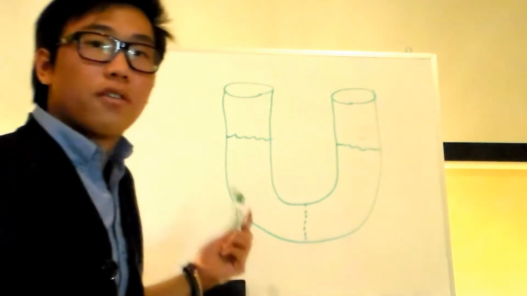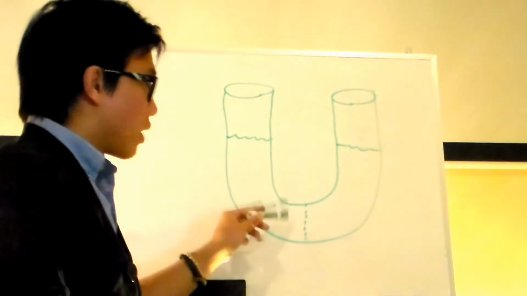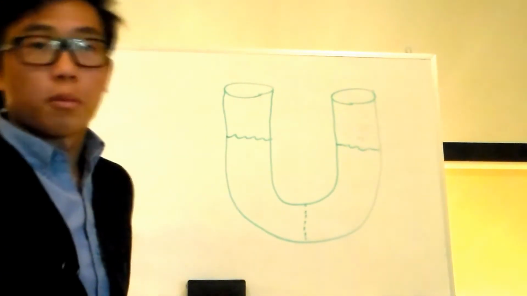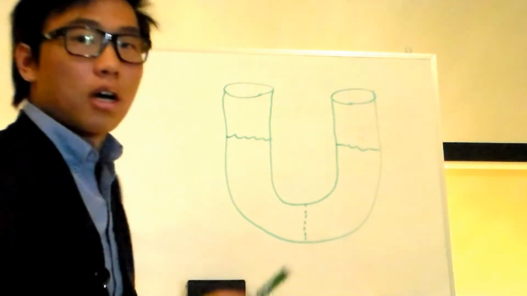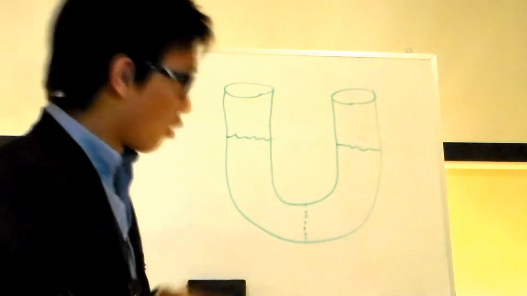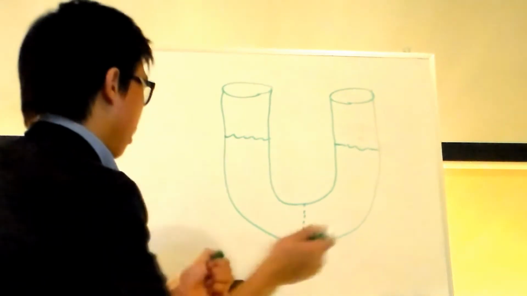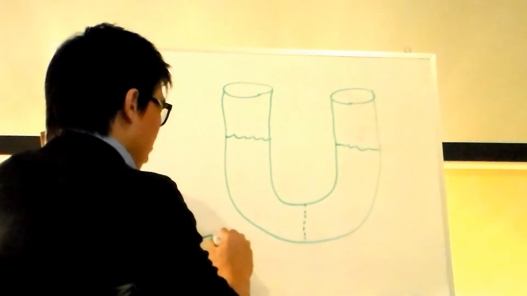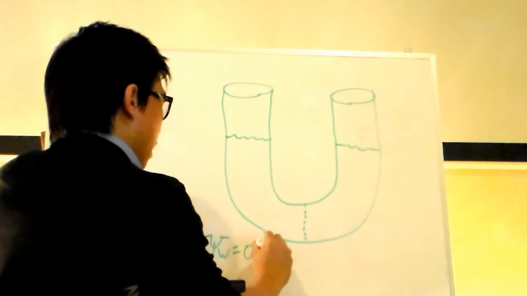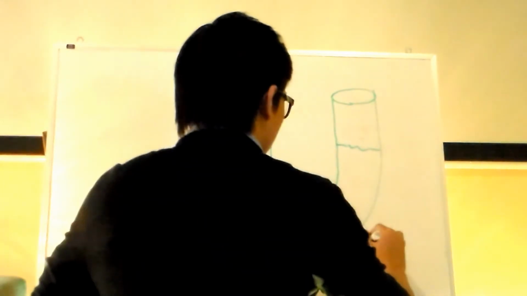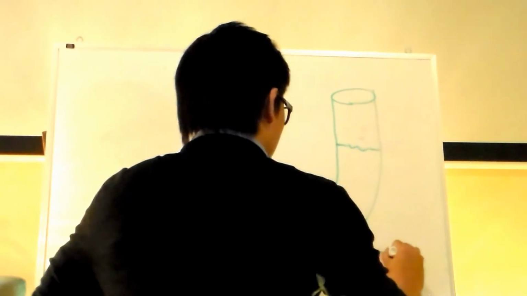Here is an example of a U-tube separated by a semi-permeable membrane. This allows only water to pass through, as solutes are too big. These lines indicate the water level, and here, water potential is 0. You can indicate that as psi W is 0 MPa on both sides, the left side and the right side.